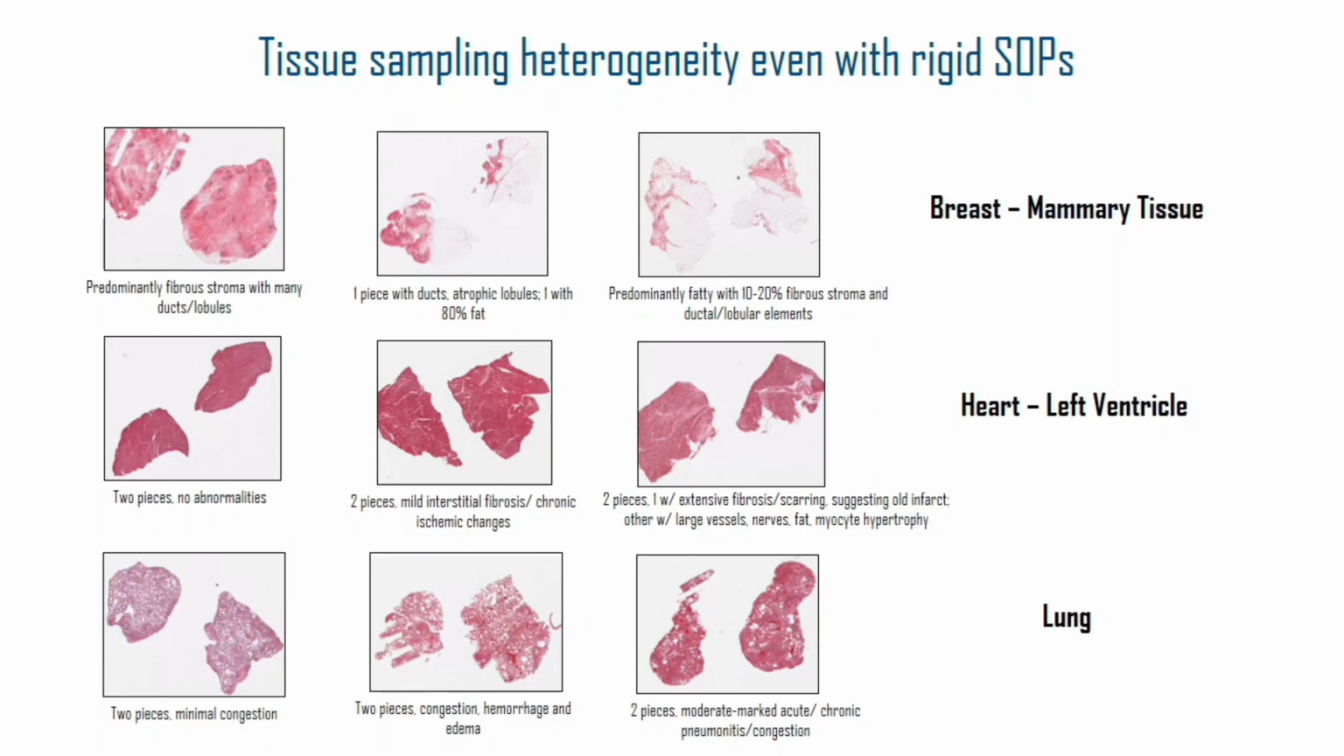So for breast, you can see on the top left, we have a sample that's predominantly fibrous stroma with many ducts and lobules. On the right, a sample that's predominantly fat. For the heart sample, we have pieces with no abnormalities on the left. As you move to the right, we see extensive scarring and fibrosis, suggesting an old infarct, large vessels, nerves, and fat. And the same for the lung. On the left, a piece with minimal congestion that looks very good. On the right, 2 pieces with moderate to marked acute chronic pneumonitis and congestion.